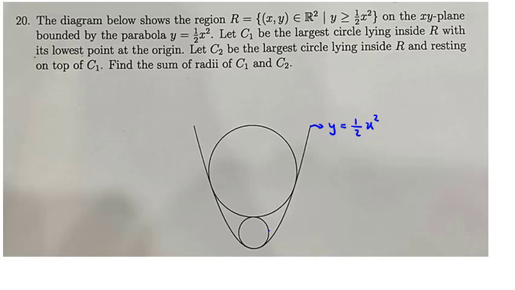And with its lowest point at the origin. Okay, so this is (0, 0). From here to here, it's a little hard to understand what it means, so we work on this. Let's read the following. Let C2 be the largest circle lying inside R and resting on top of C1. Okay, so it says find the sum of the radii of C1 and C2.